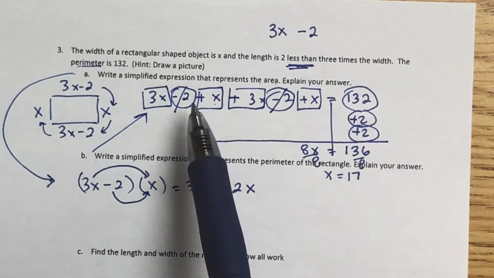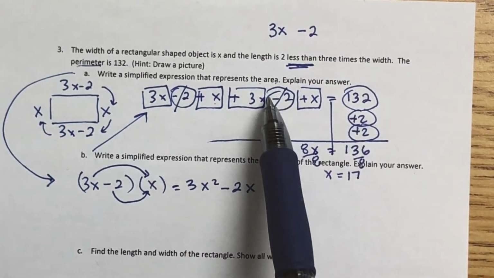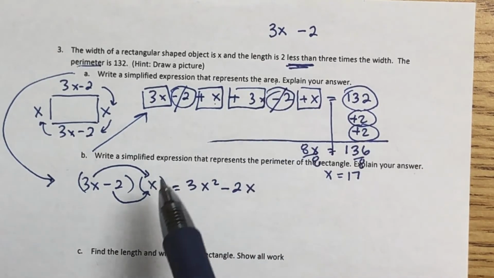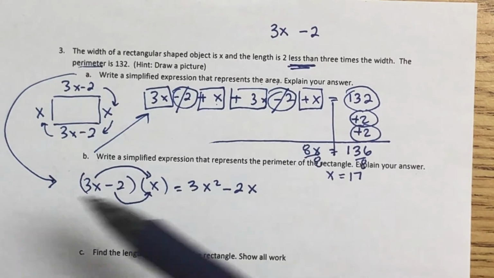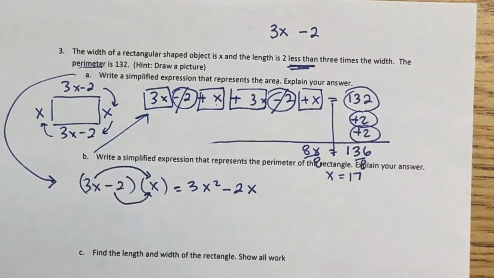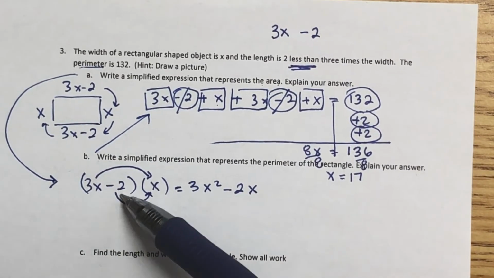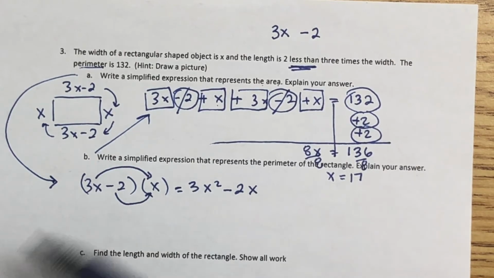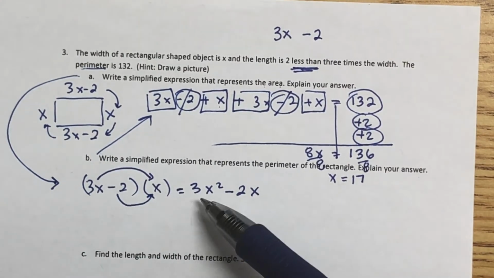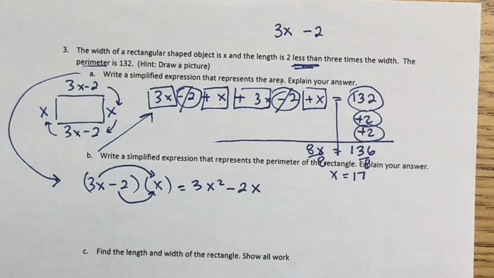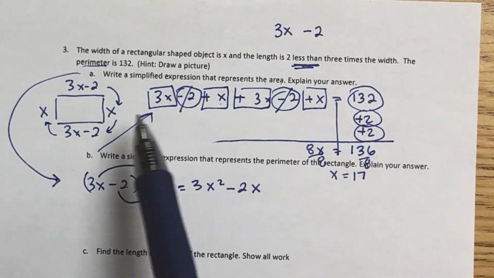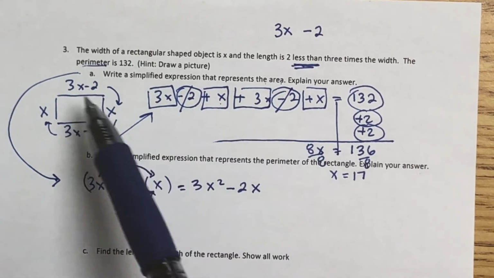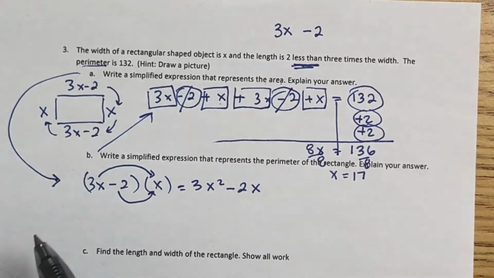So to explain the area, you would say, to find the area of a rectangle, the formula is length times width. The length is 3x minus 2, and the width is x, so you just multiply them together to get 3x squared minus 2x. That's what I just said in words. Explaining the perimeter in words, you'd say, to find the perimeter of a rectangle, you add up all the sides.